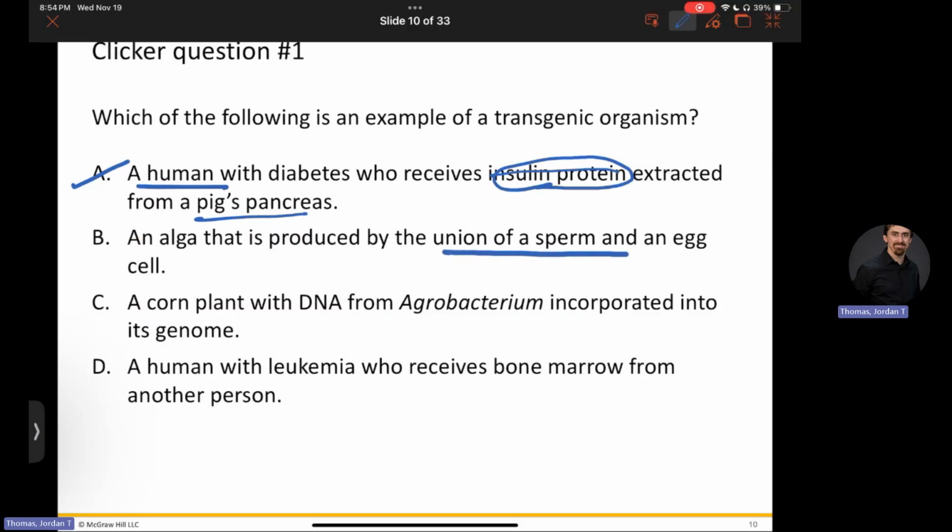The algae that is produced by a union of sperm and egg. So this is the union of a sperm and egg. That is, we're not getting a new piece of DNA. We're making something, but that's not exactly right.